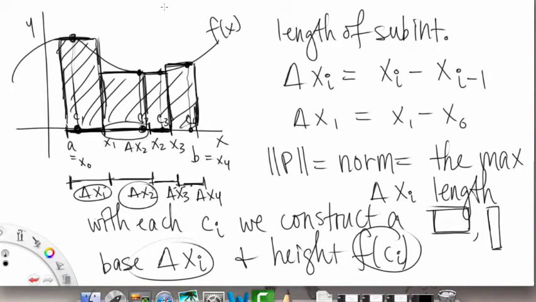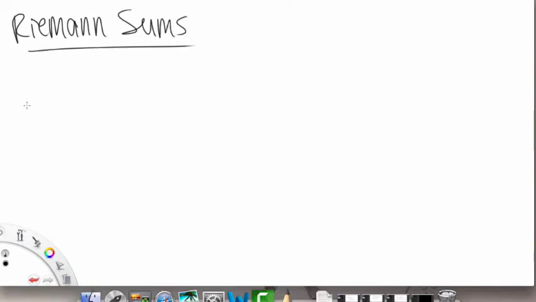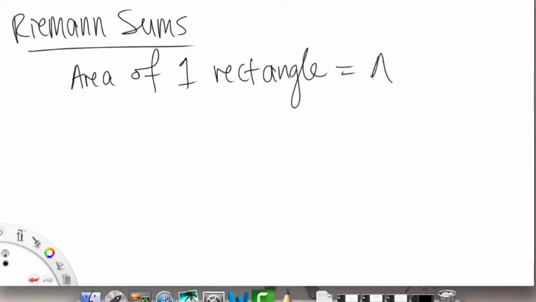So our formula here for the Riemann sums, I'll write Riemann sums. The overall formula will look familiar, because the area of one of those rectangles of our subintervals is going to equal the base, the length of the subinterval on the bottom, times the value of our function evaluated at the sample point within that subinterval. So that's the area of one rectangle.